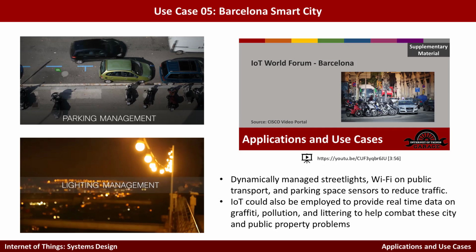In this use case, they talk about the Barcelona smart city. There are a few features they talk about in this particular use case, such as dynamically managed street lights, Wi-Fi on public transport, and parking space sensors to reduce traffic. They also talk about how they use real-time data to fight public property problems such as graffiti, pollution, and littering. So please go and watch the video to understand how Barcelona has developed a smart city.